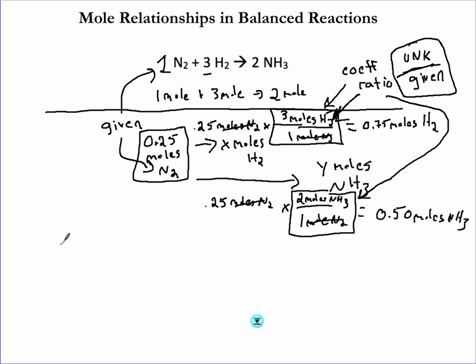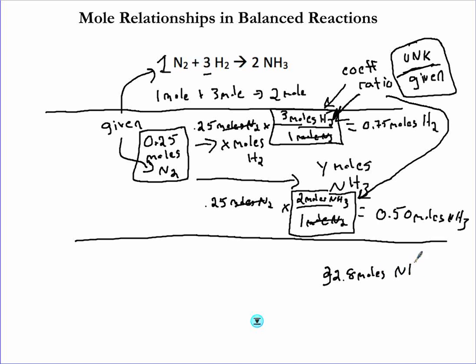Okay, so if we were to change this question to be something like the following, if I were to give you 32.8 moles of ammonia, and I would ask, okay, if we're going to make 32.8 moles of ammonia, then how many moles of H2 would I need to use? And how many moles of N2 would I need to use?